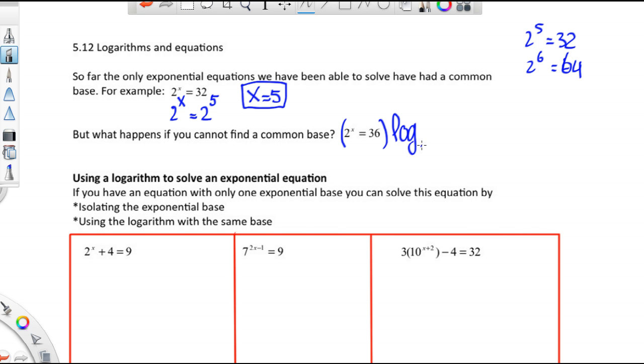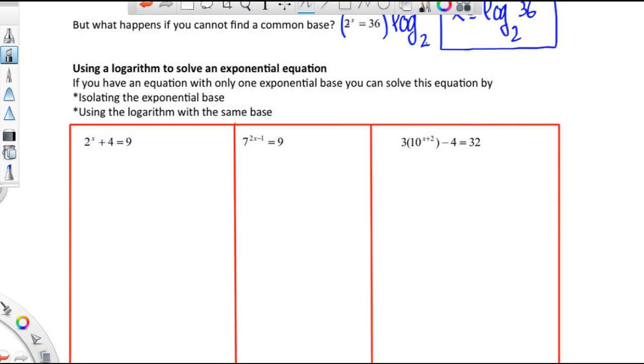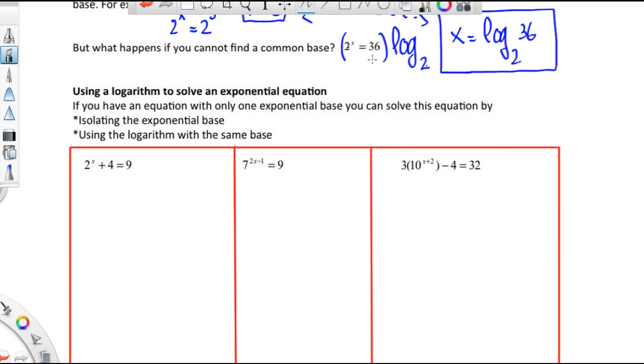Because if you take the log base 2 on both sides, then as long as this 2 and that 2 match, you get an x on the left, and you get log base 2 of 36 on the right. And that is exactly what the answer is going to be. It's just not as nice and neat as the answer that I have over here. But that's what logs were intended for, to be able to find the exponent by taking an inverse and undoing the base 2 exponential expression.